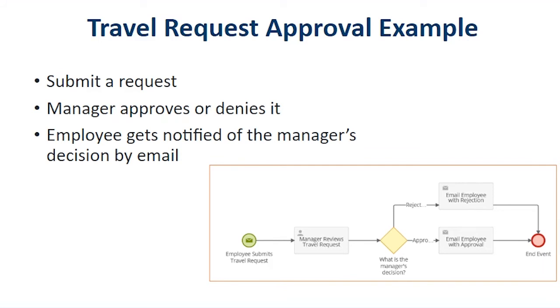As we can see in the diagram on the right-hand side, the process starts with a form submission. The manager then reviews that request, makes an approval decision, and once that decision is made, an email is sent to the employee with that information.